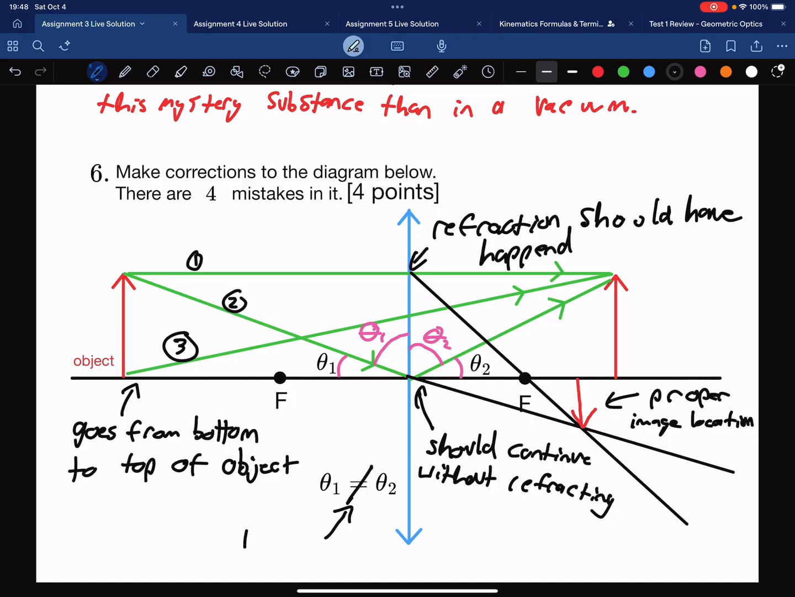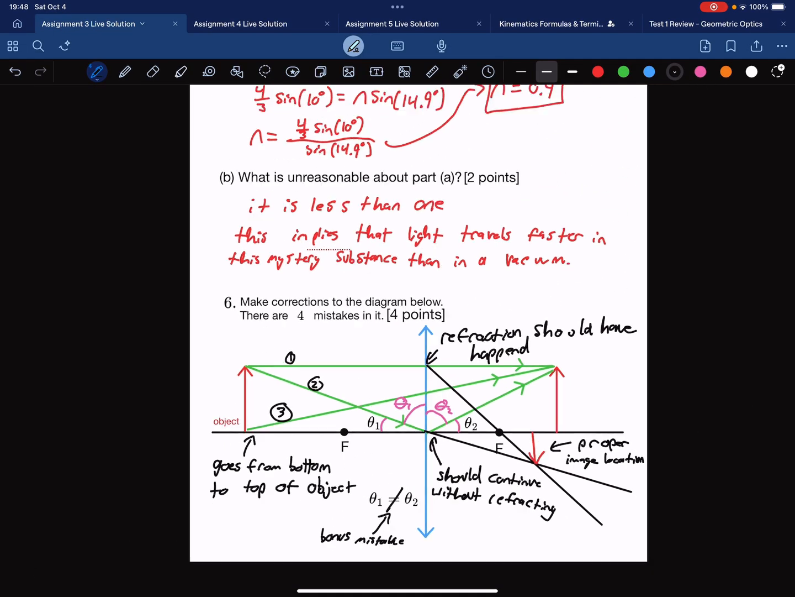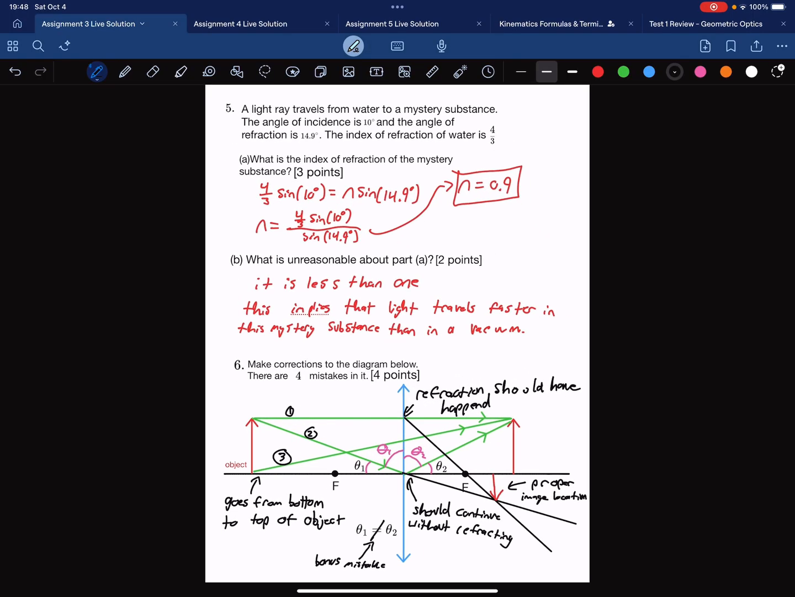Almost like a bit of a bonus mistake. Not measured properly. So I did put 5 in there just to up your chances of seeing extras, I guess. But the intended 4 were the first 3 I did, plus the 2 angles being different. Some people considered the image not being in the right place a mistake. I considered that like an extra mistake, I guess, as well. So I gave you the mark if you pointed out that one, because I was not explicit. So totally worked. You were correct.